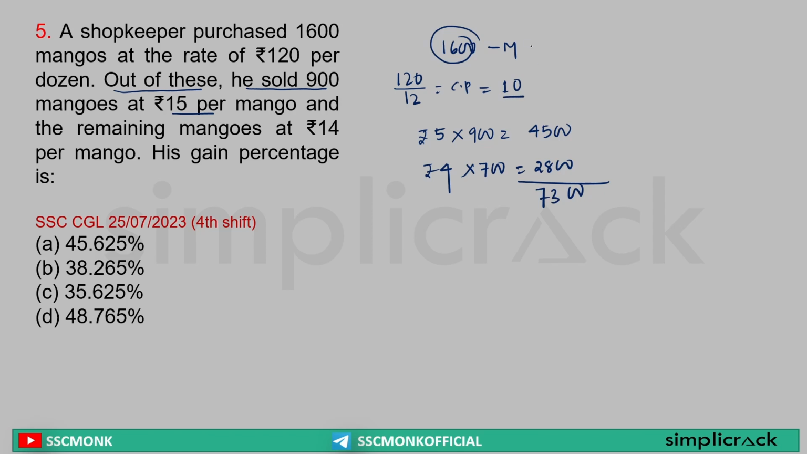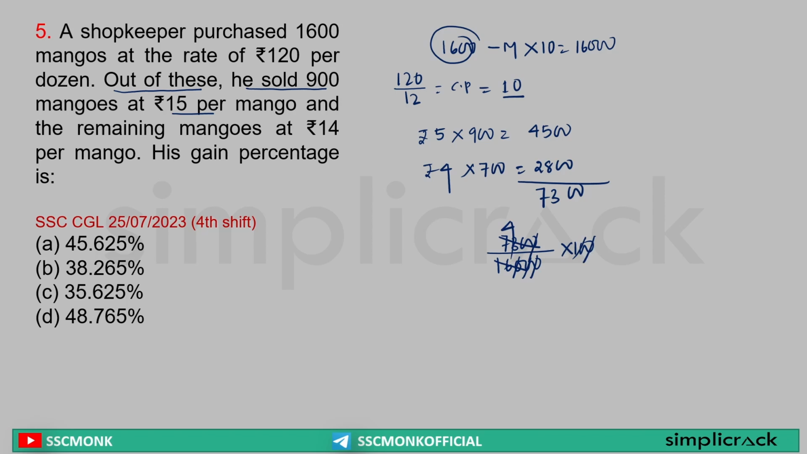Sir, 10 rupees for each mango, 1600 mango, total cost price was 16,000. So what is the gain percentage? Sir, 7300 divided by 16,000 multiply by 100. Zero, zero crossed out, one, zero crossed out, 16 4s are 64. Clear? What is there? 90.